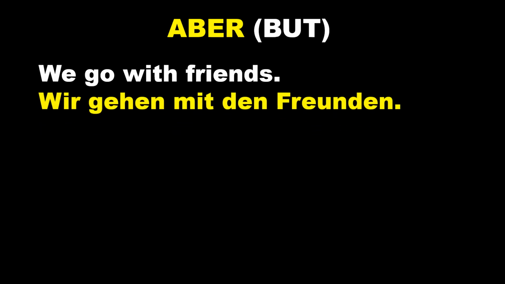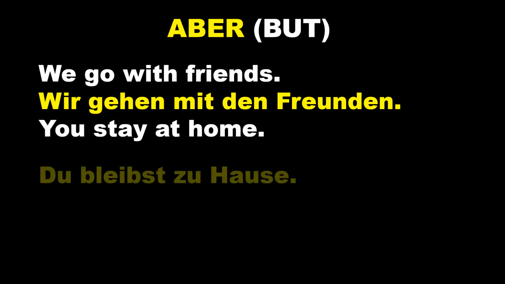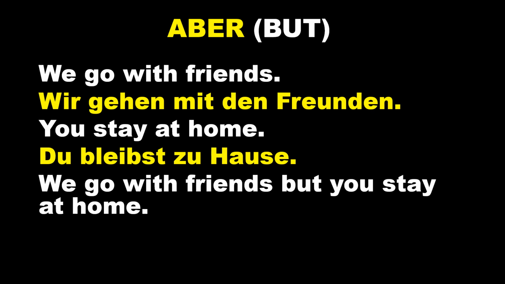Let's go ahead. The third connector here is aber, which means but. Now let's take the example. We go with friends: Wir gehen mit den Freunden. The second sentence is: you stay at home. Du bleibst zu Hause. You can also use sie: Sie bleiben zu Hause.